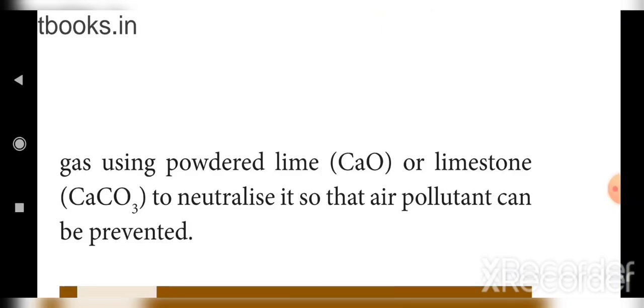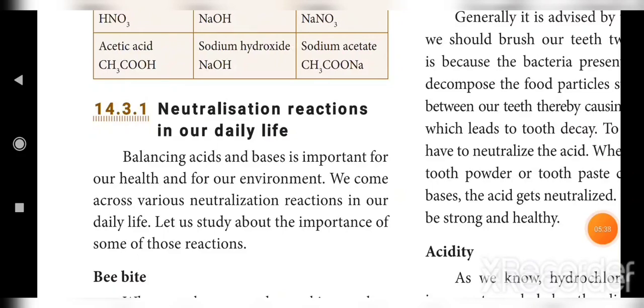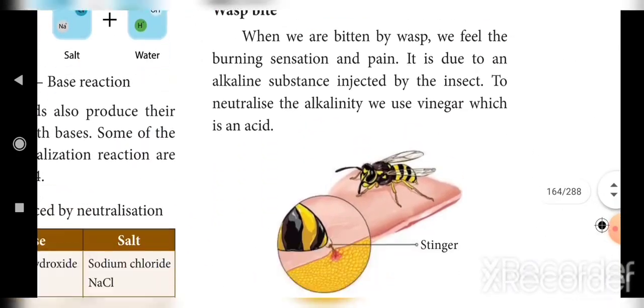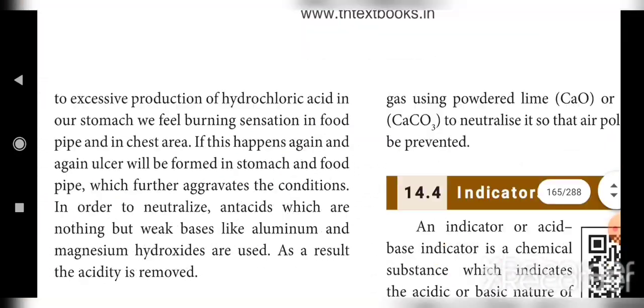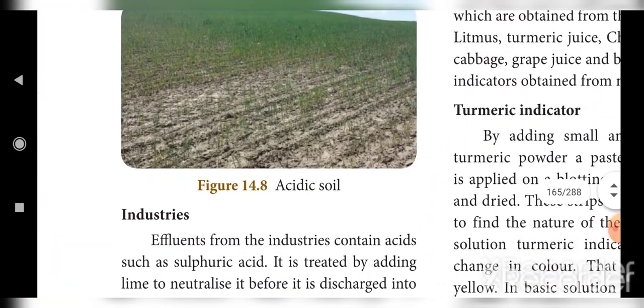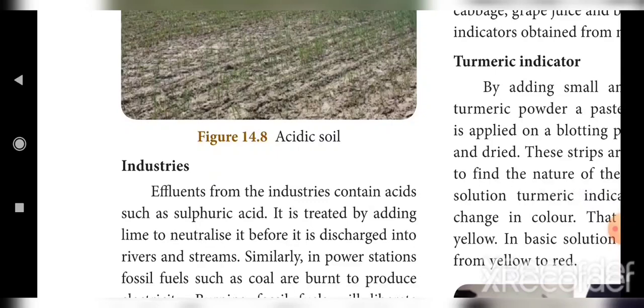Okay, then next we release the waste water to rivers or streams. Okay, these are the neutralization reactions in our daily life. The first one is bee bite, the second one is wasp bite, third one tooth decay, acidity, then agriculture, then industries. Only these are the neutralization reactions we use in our daily life.